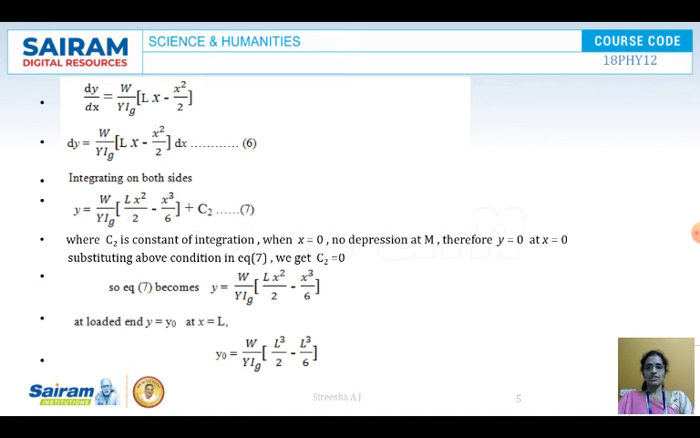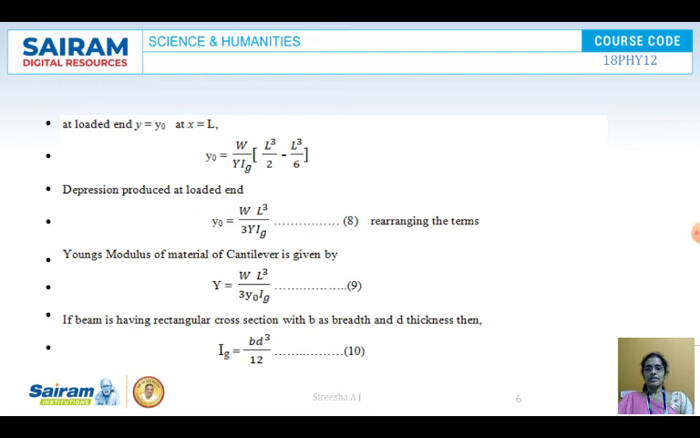Since c2 is 0, equation 7 becomes y is equal to w by YIg into (lx square by 2 minus x cube by 6). At the loaded end, y is equal to y naught at x equal to L. These are the limits when we have applied the weight. So, y becomes y naught at x equal to L. Therefore, y naught is equal to w by YIg into (L cube by 2 minus L cube by 6). Since we have substituted x equal to L, the above equation changes into L cube by 2 because of applying the limits. Y becomes y naught.